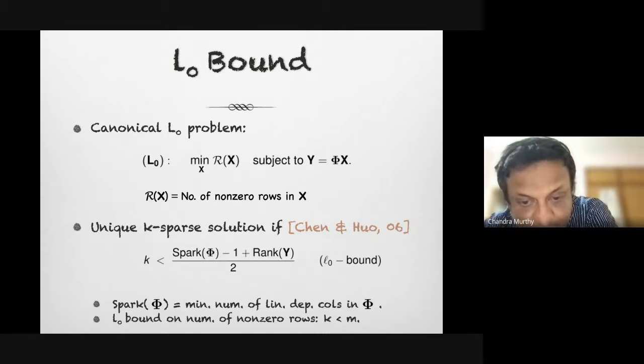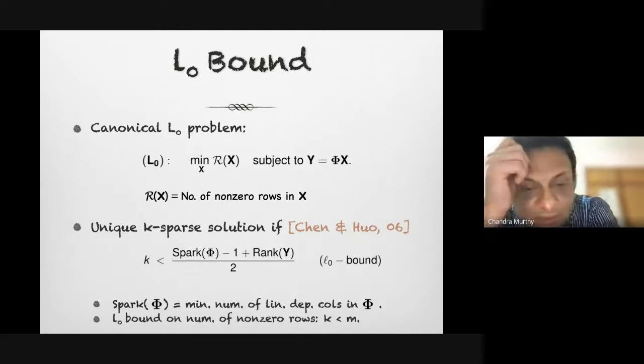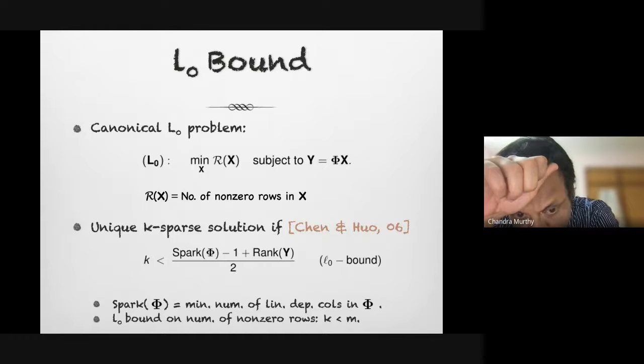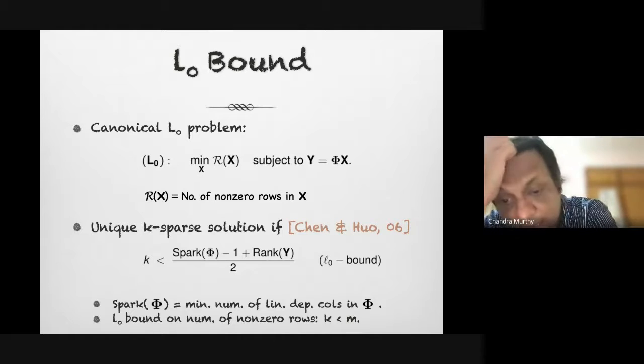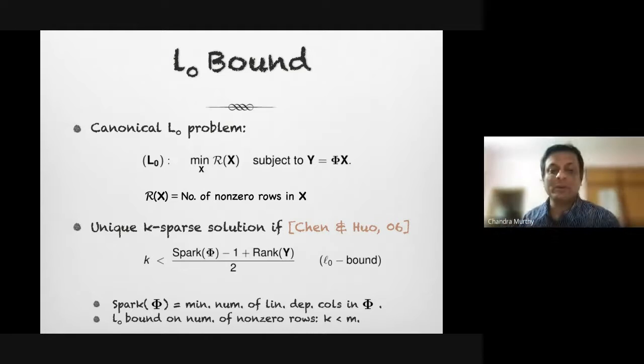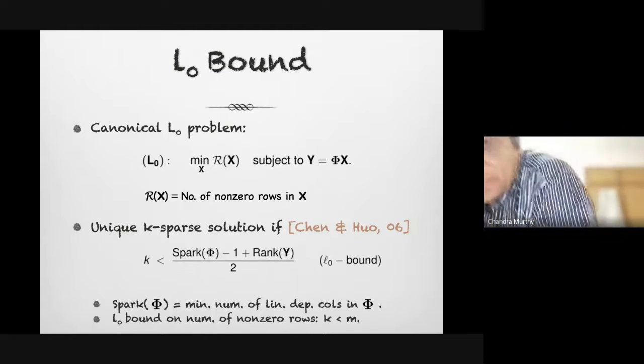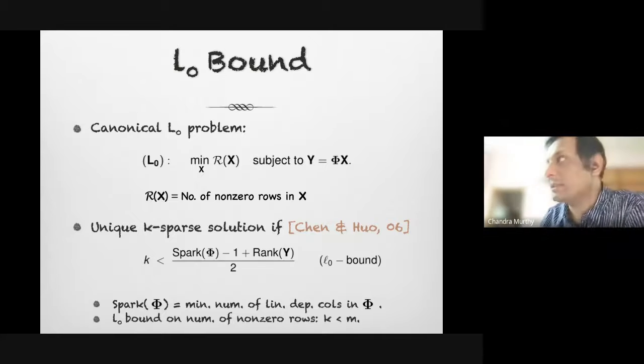Okay. But basically, the spark of phi can be at most m plus 1, and the rank of Y can also be at most m. And what this leads to is a bound on the number of non-zero rows, depending on the size of the matrix.